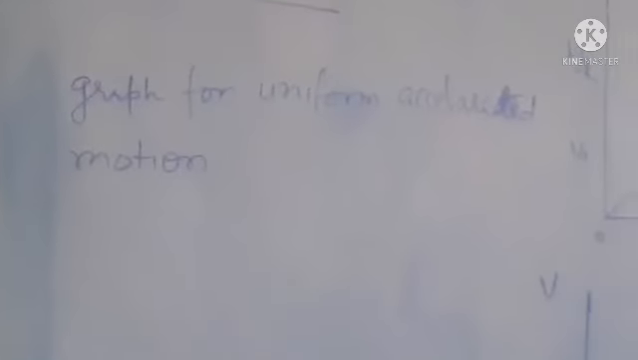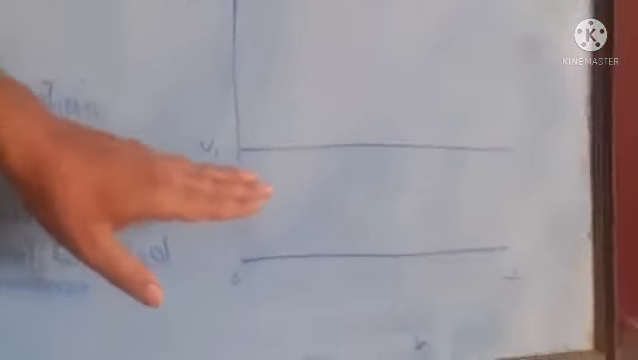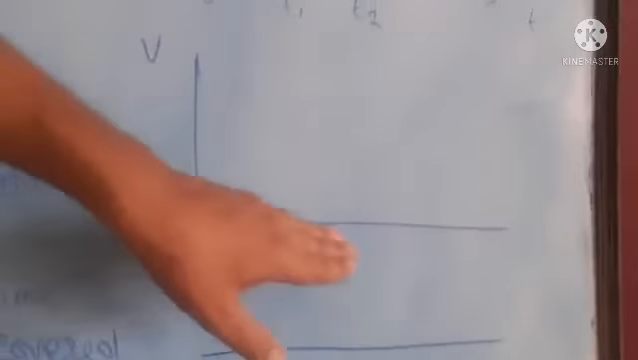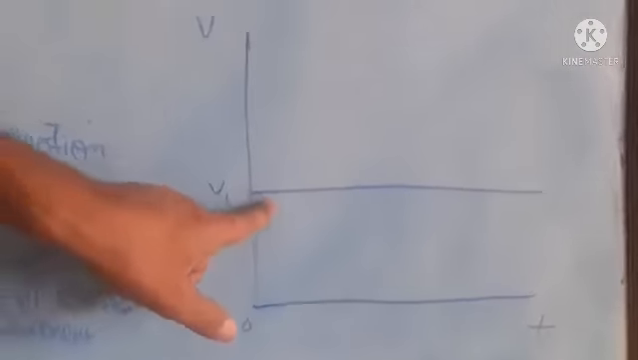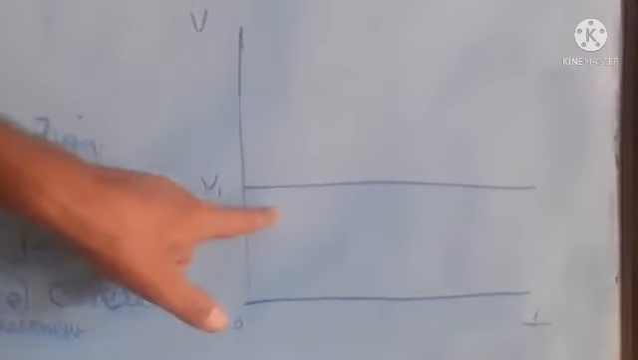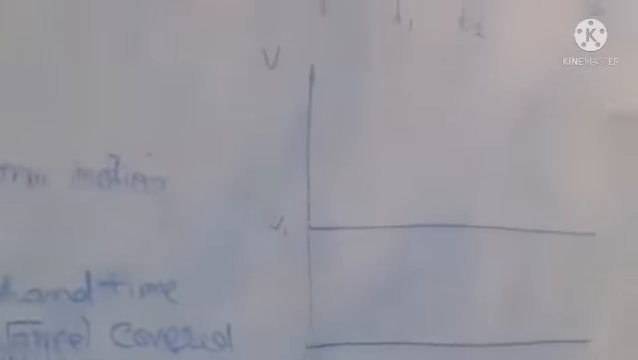The graph for uniform motion is shown in this graph. Here the VT graph is a straight line parallel to the time axis. In this graph, velocity remains constant. So this type of graph is for uniform motion.